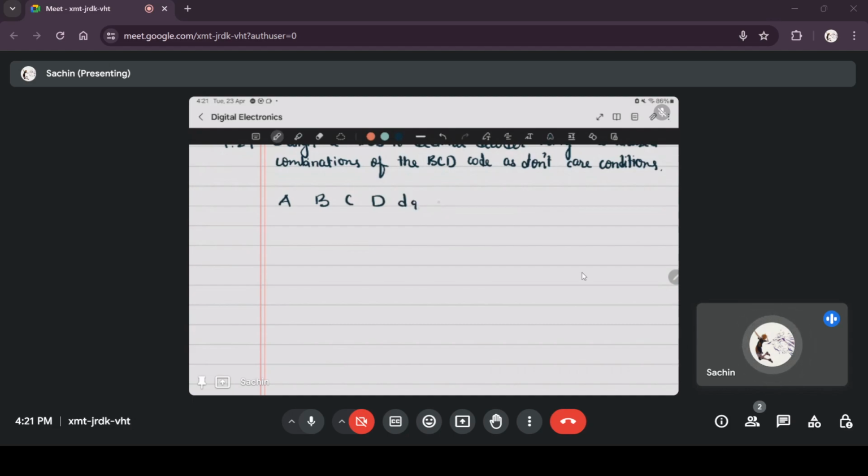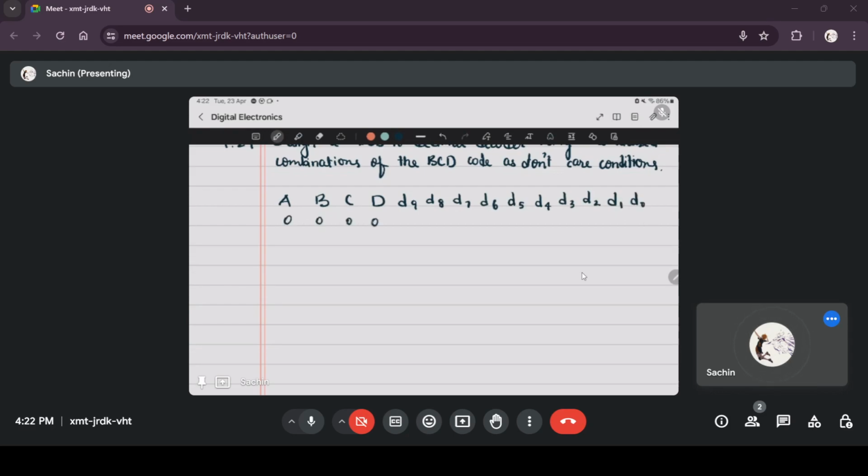In BCD there are ten valid input combinations for a single BCD digit, and they represent decimal 0 to 9. So there must be 10 output lines, and depending on the input combination, one of the output lines will be selected.